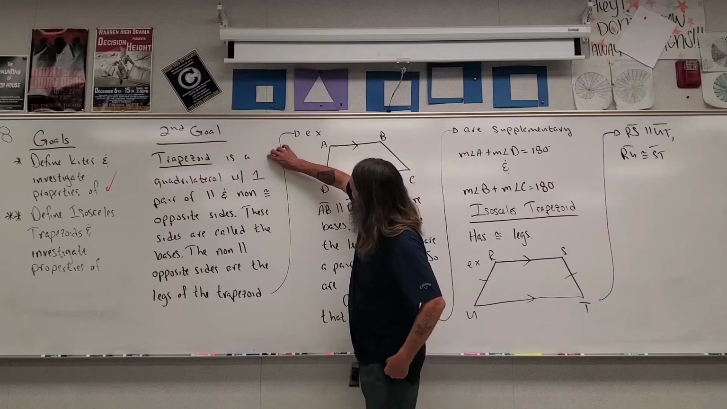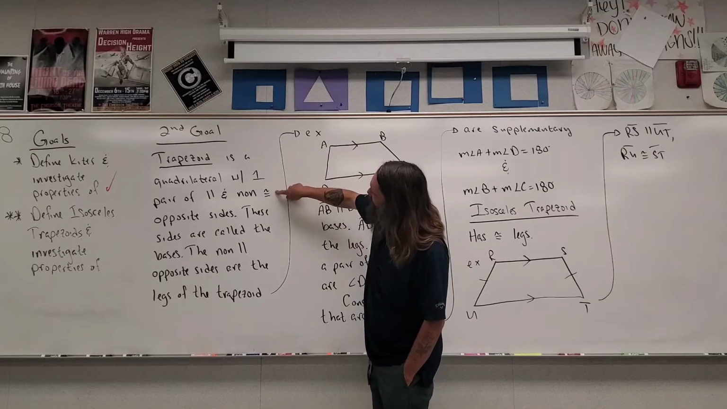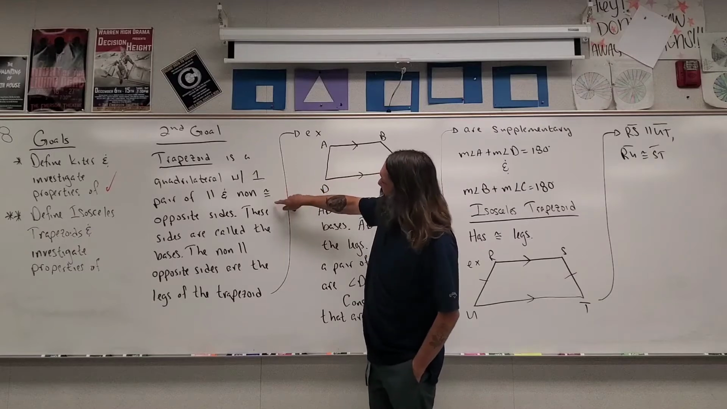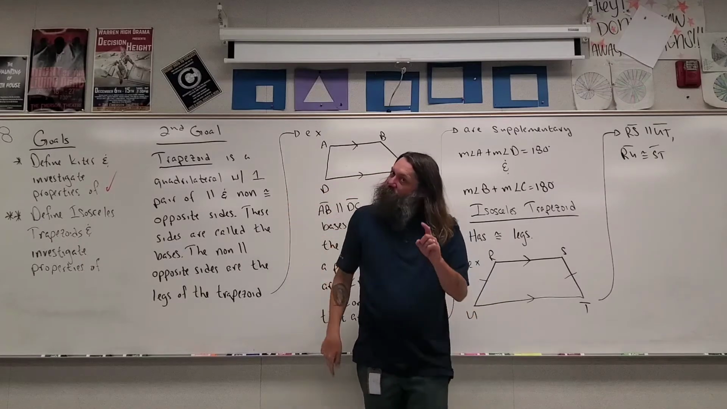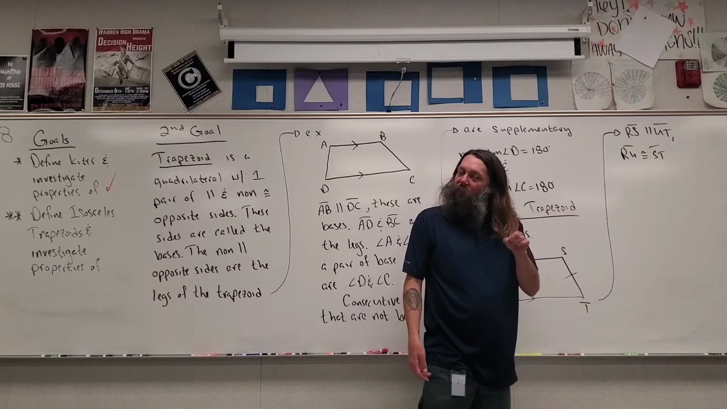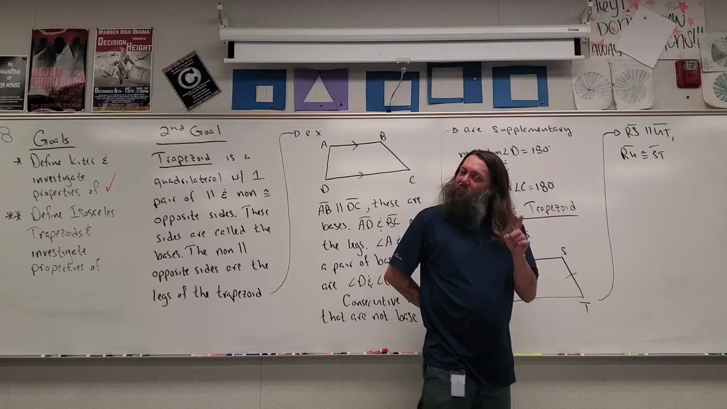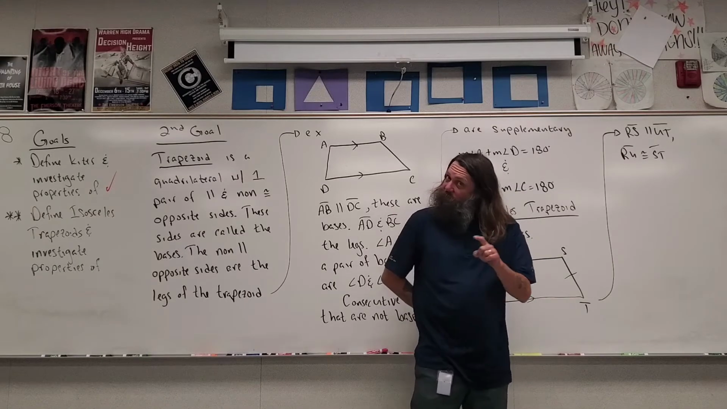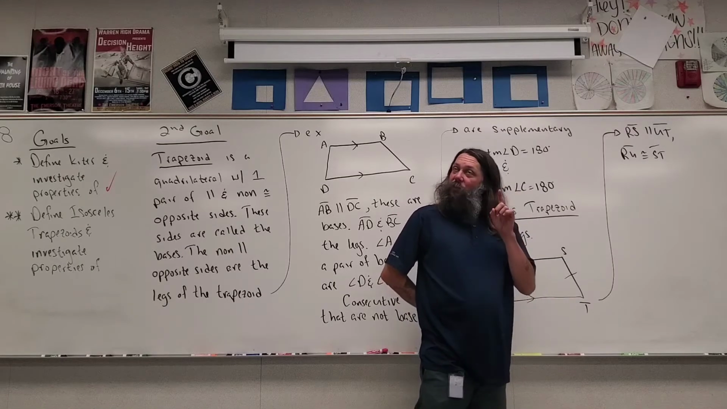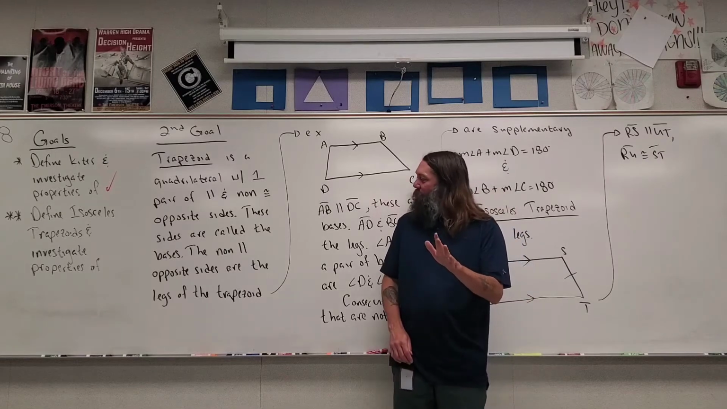A trapezoid is a quadrilateral with one pair of parallel and non-congruent opposite sides. These sides are called the bases. So there's one set of parallel opposite sides. They cannot be congruent. If they're congruent, then we have initial conditions for a parallelogram. This is not a parallelogram. This is a distinctly different shape. So the parallel opposite sides are not congruent. All right, so hopefully that clarified that.